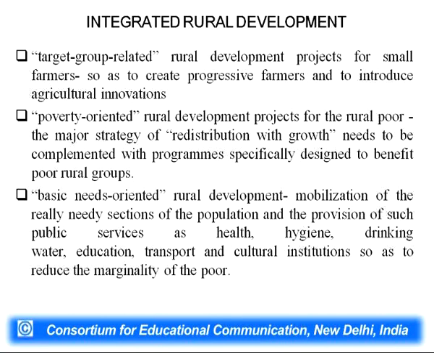We realized that we achieved a lot, continuous agricultural growth and also some agricultural production, but it was not reaching all the different regions and different sections of society. So, the slogan redistribution with growth, or growth with justice, came into existence, complementing the program in order to get the most desired benefit to the rural poor groups. Basic needs oriented rural development was geared to mobilization of the really needy section of the population and the provision of such public services as health, hygiene, drinking water, education, transport and cultural institutions, so as to reduce the marginality of the poor.